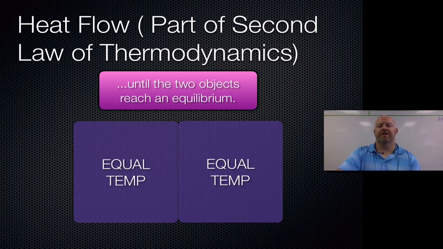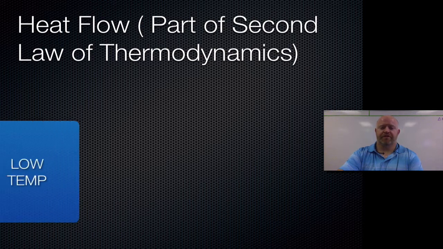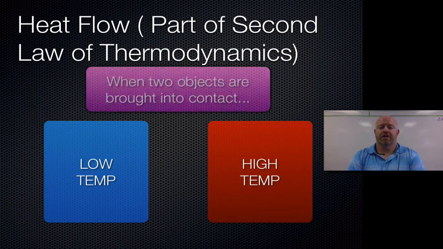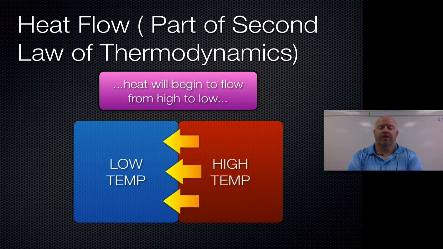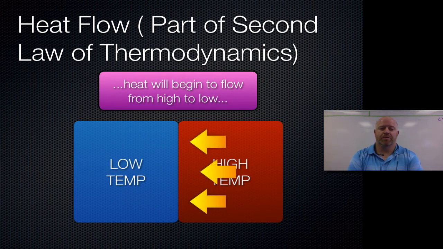Okay, so this is not the entire second law of thermodynamics. It is just a portion of it that deals with heat flow. And basically what we're saying is that if you take two objects that are different temperatures, put them together, we have a flow of energy always from hot to cold. So there is no such thing as cold flowing into hot. It's all about energy flowing from the hot object into the cool object.